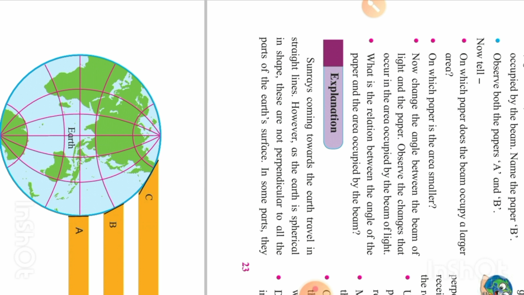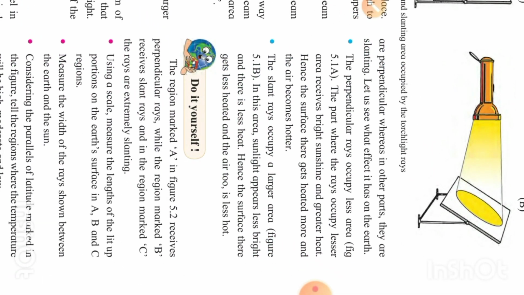Okay, so sun rays are traveling in straight line, but the earth is spherical in shape, it's round in shape, so we are not receiving equal sunlight at all the places. That's the reason the country like Africa is very hot, and in the places in America, there's snowfall, and most of the time it's cold in that area, okay. So in some parts they are perpendicular, whereas in other parts they are slanting.